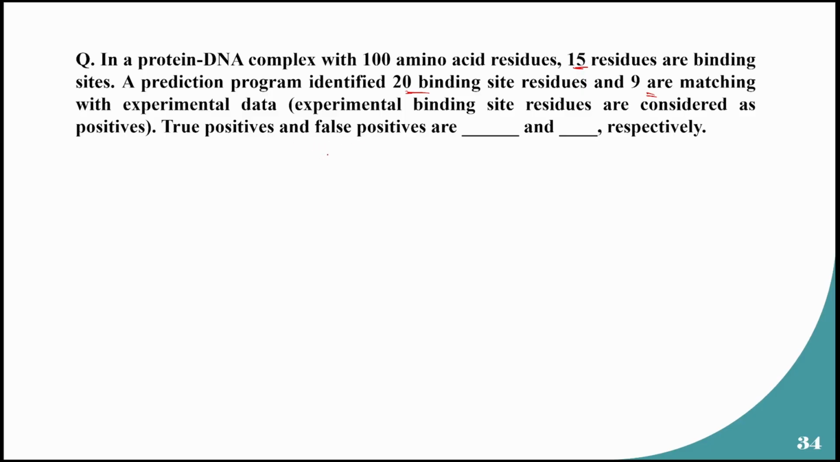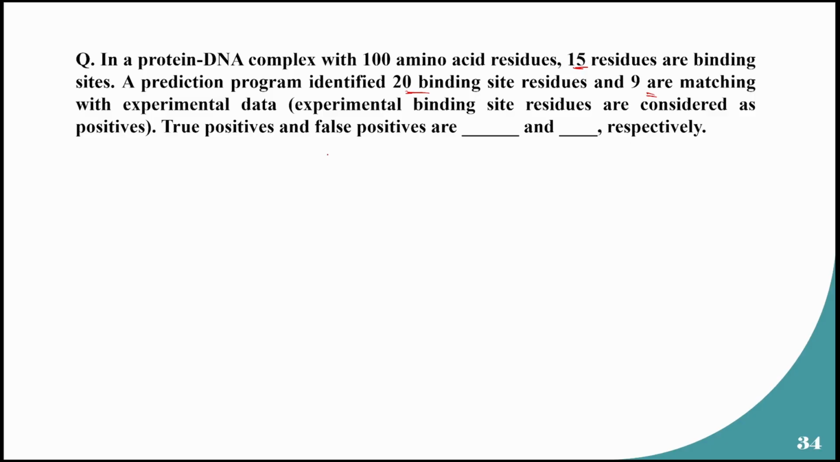So the true positive will be, of course, how many of the actual binding site residues are correctly identified by the model. And then false positives will be how many incorrect binding site residues, which are not actually binding site residues, are being assumed to be positive, or are being assumed to be binding site residues by the program. So what will be the answer?